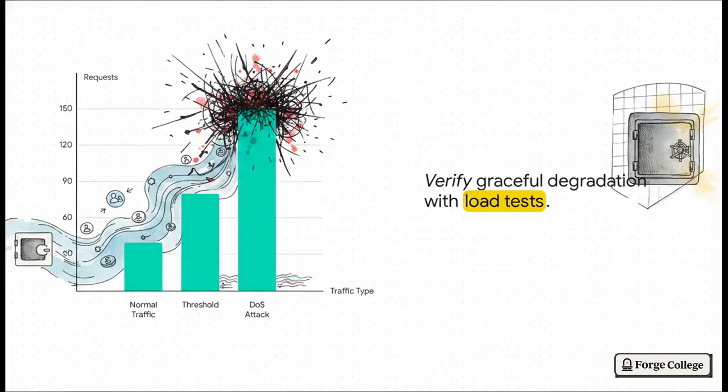By charting out a rate limiter threshold compared against normal traffic and a DOS attack attempt, we verify that our vault degrades gracefully under extreme stress. Our normal users get their funds without a hitch, but the automated bot attack simply hits the threshold ceiling and gets bounced, keeping the entire protocol alive and functioning.